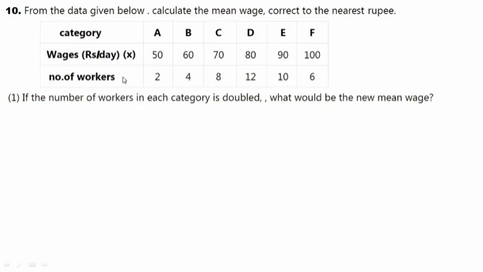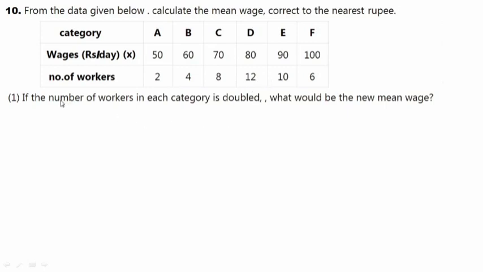So basically frequency, all of you know that frequency is the repetition of certain observation. Basically here observations are the wages. That means there are two people whose wage is rupees 50. Are you able to understand? That means 50 is repeating two times, because there are two people getting rupees 50. So that's why the number of workers represents the frequency.